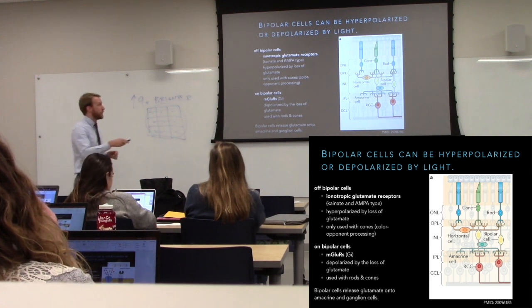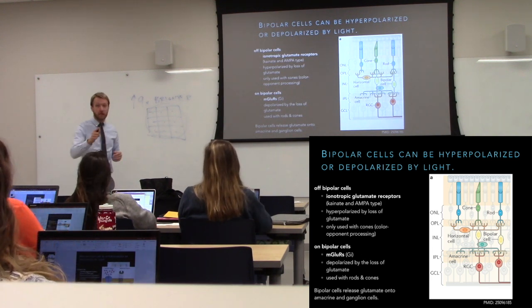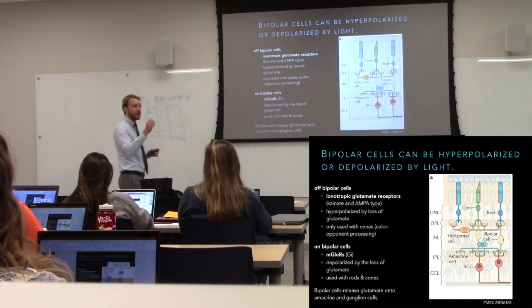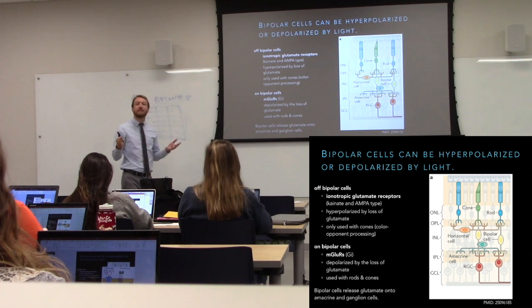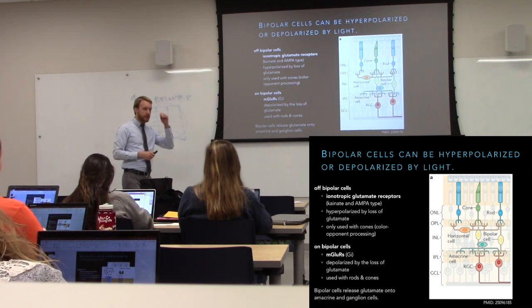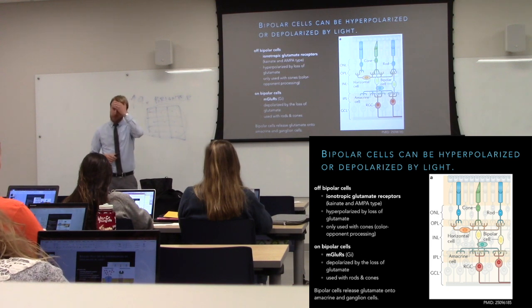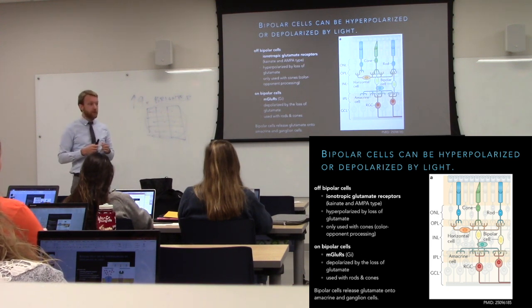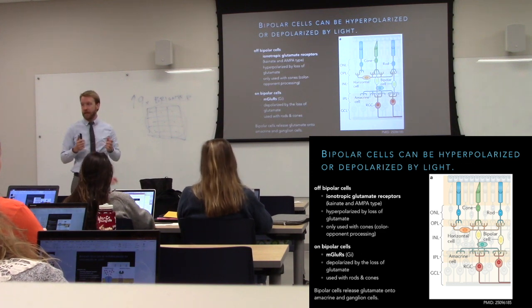Flip all that for our on bipolar cells. They are turned on by light because they are turned off by glutamate. And when light hits the photoreceptor, it spits out less glutamate, so we're not turning it off as much. What glutamate's doing here is, of course, acting on metabotropic glutamate receptors. This is a large family of proteins. You've got at least 8 different types.